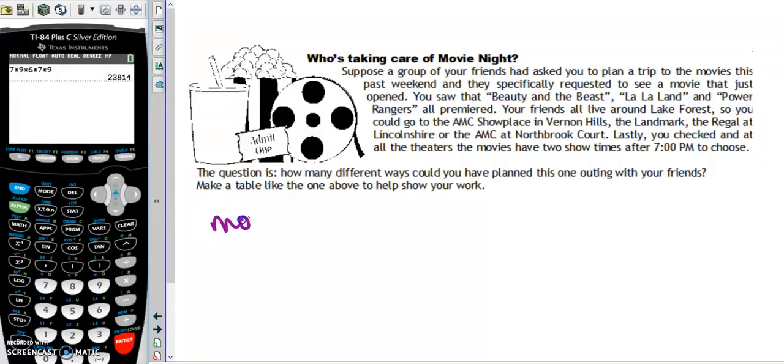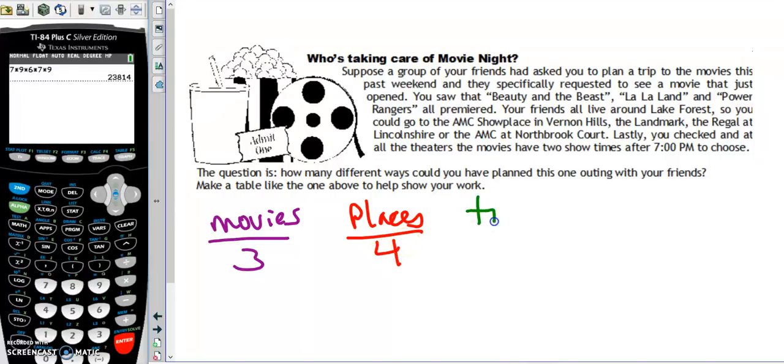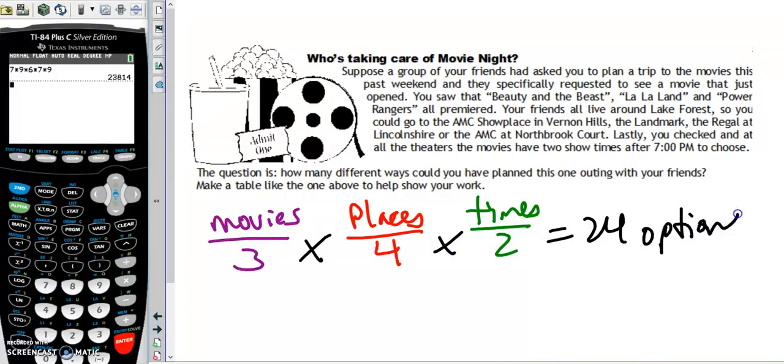Well, there are 3 different movies you guys could choose. There are 4 different places you guys could go to. And there are 2 different showtimes that you guys could go see, which means there are 24 different options for you guys to go watch a movie on this particular night.